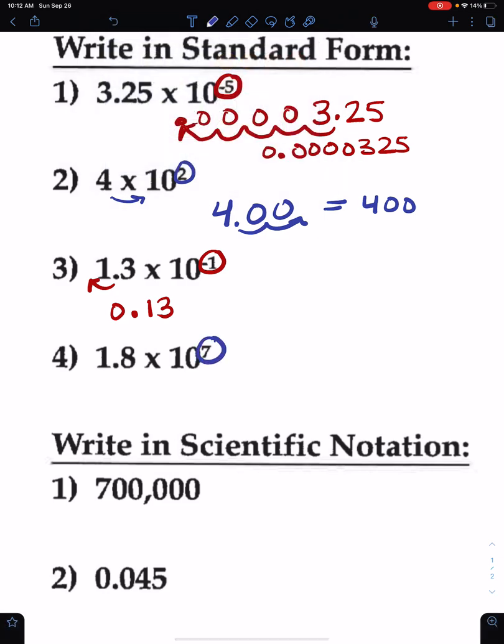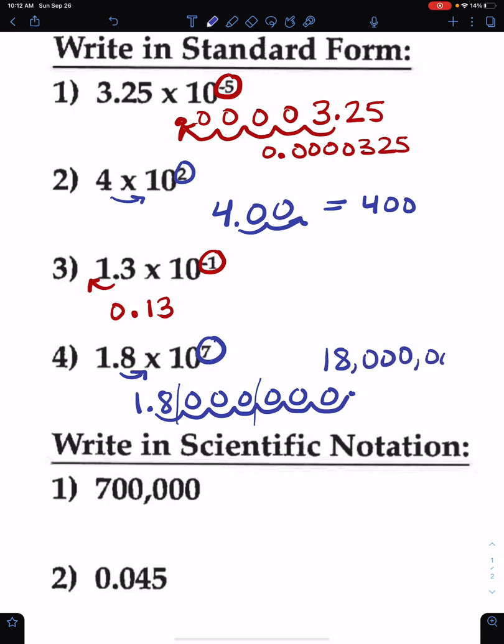And then we have a 7 that's positive, so we're going to move the decimal 7 places to the right. 1, 2, 3, 4, 5, 6, 7. And I'm going to put my zeros in there. So that becomes, where will my commas go? Here and here. So it'd be 18 million. You use scientific notation a lot in science because we have numbers that are so big and so small in science. All right, so that's going from scientific notation to standard form.